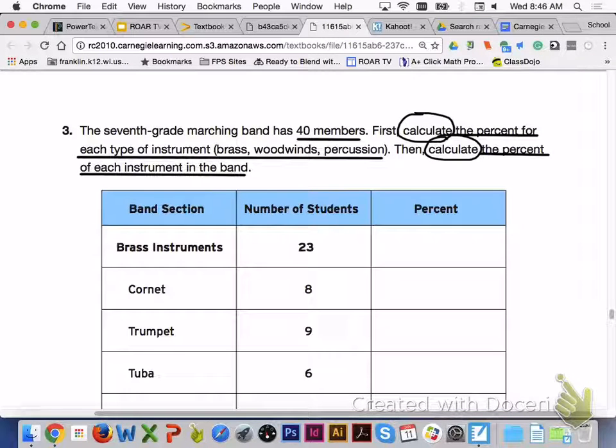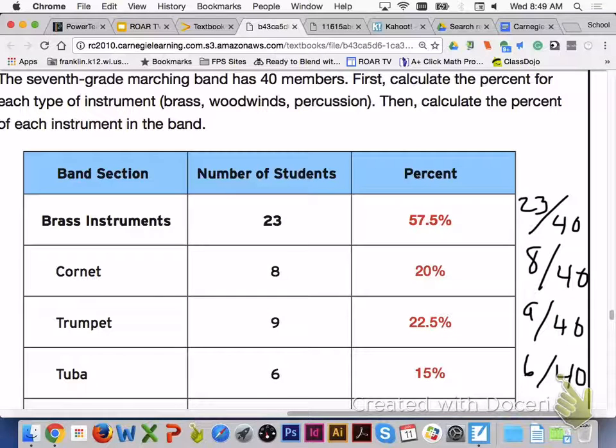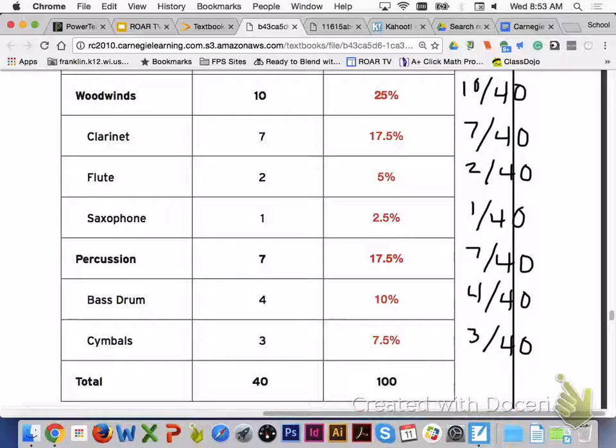Turn to page 439 and fill out the table for number 3 with your group members. If we look at the brass section, the number of students who play brass instruments would be 57.5%, the cornet 20%, trumpet 22.5%, tuba 15%. For the number of students who play woodwinds, 25%, clarinet 17.5%, flute 5%, and saxophone 2.5%. For percussion, we have 17.5%, the bass drum 10%, and cymbals 7.5%.